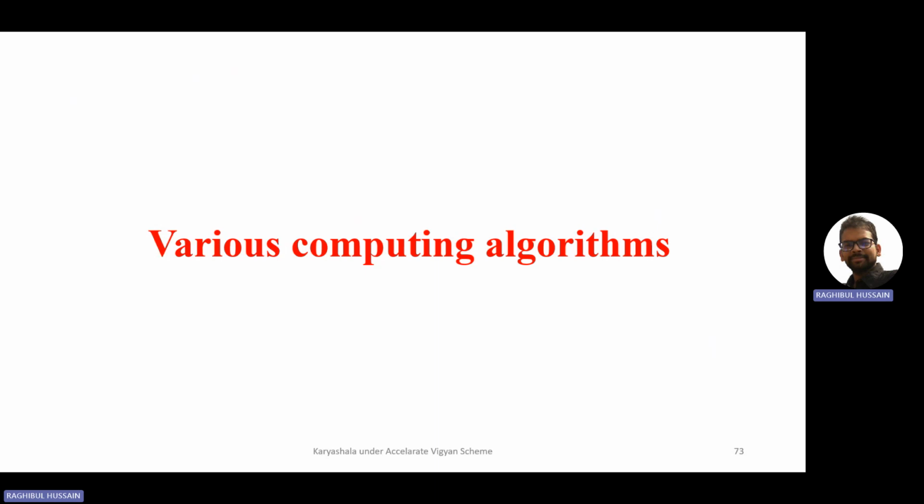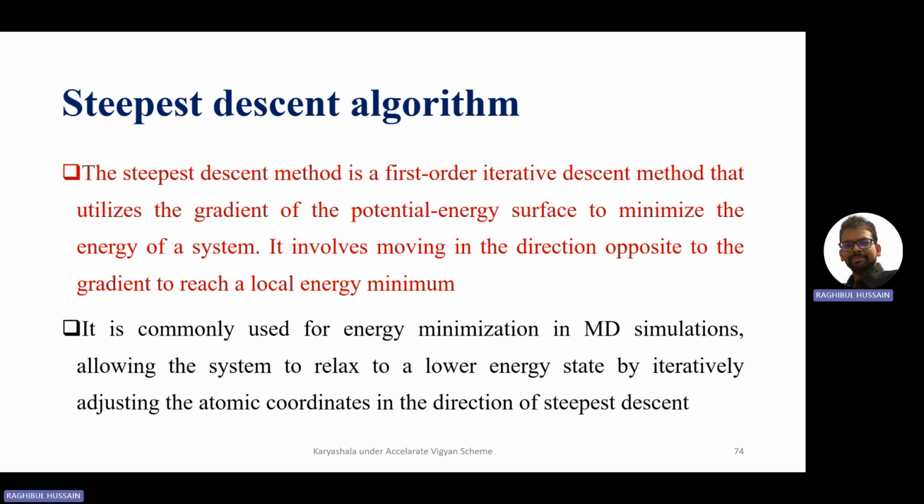So now, when we do the energy minimization, that essentially comes under the optimization problem. In that optimization problem, various computing algorithms are used. The first one is the steepest descent algorithm. This method is a first order iterative method. It utilizes a gradient based approach on the potential energy surface to minimize the energy of the system. Remember, in the first stage of the simulation, we do the energy minimization, which involves the application of these algorithms. It involves moving in the direction opposite to the gradient to reach the local energy minimum.